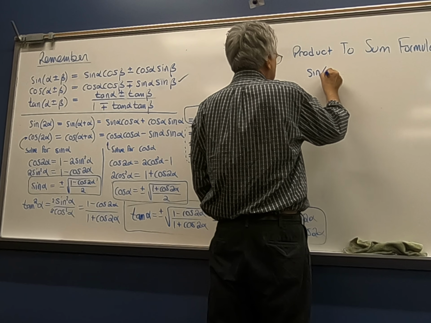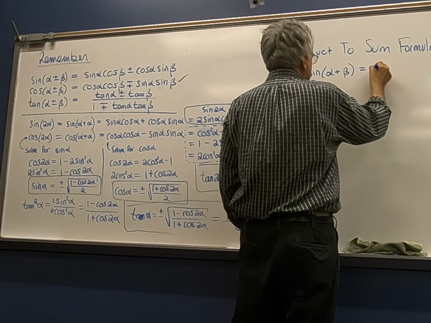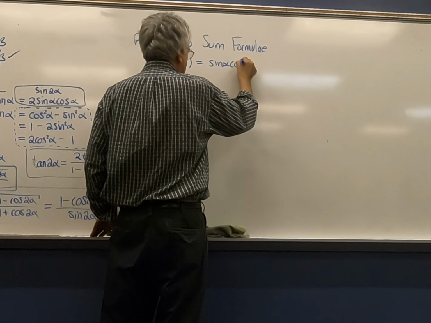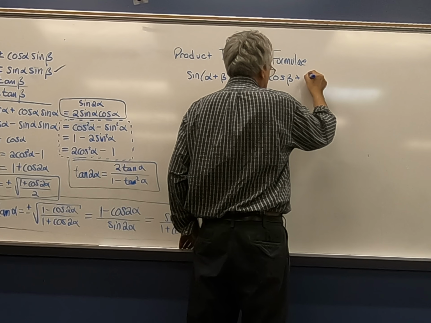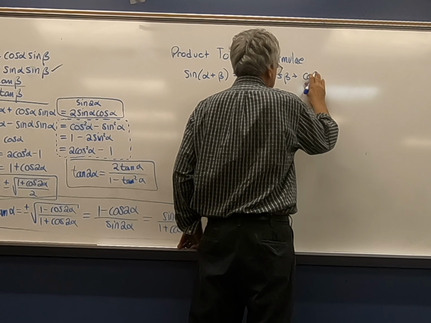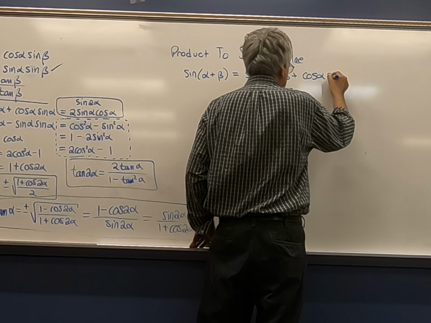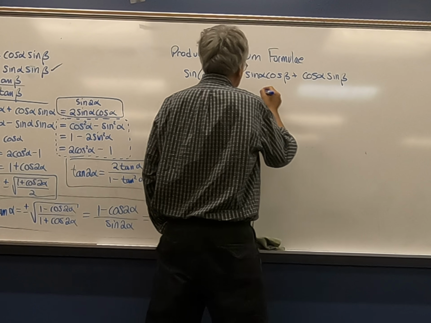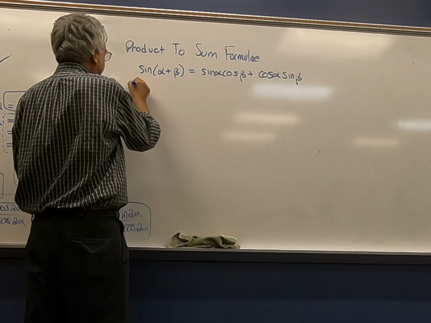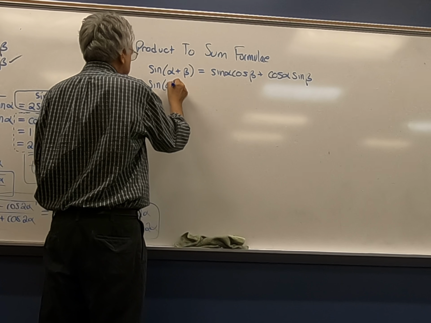So I got sine alpha plus beta. That's going to be sine alpha cosine beta plus cosine alpha sine beta. And I'm going to add sine of alpha minus beta.